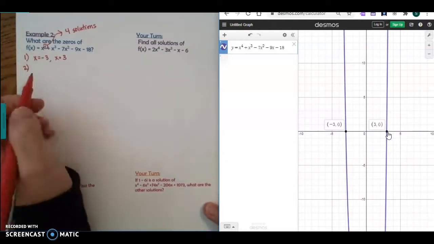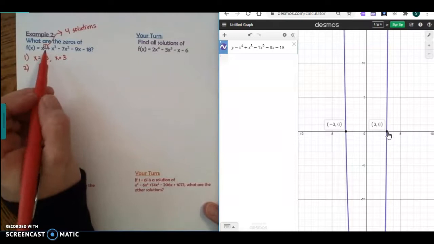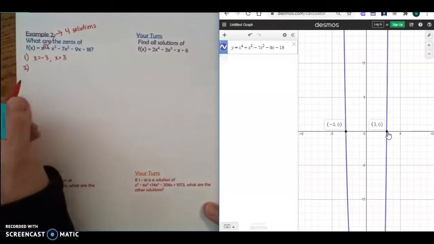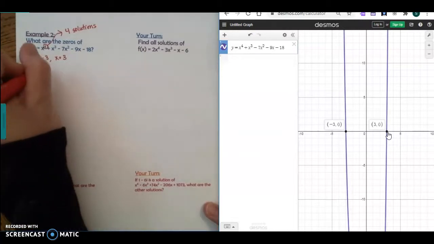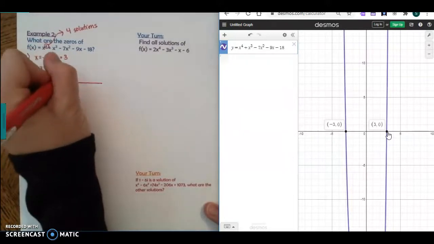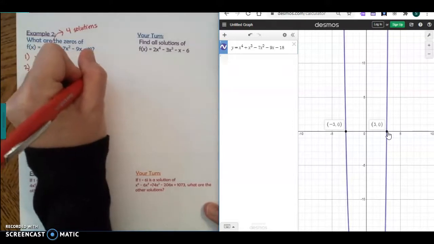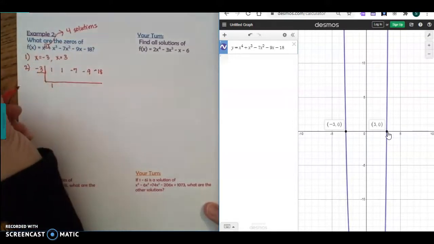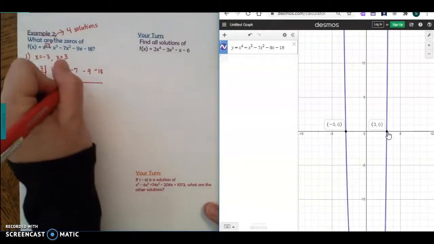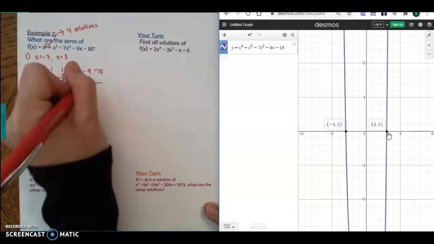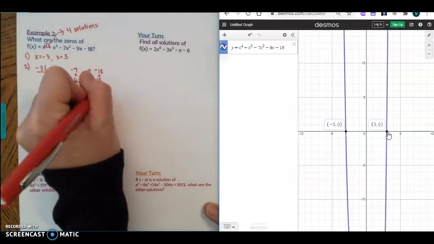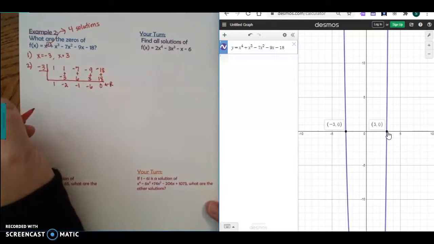Step 2 is to do synthetic division with those two real roots. Make sure you do not need a placeholder. So we have x to the 4th, 3rd, squared, 1st, constant. So you're good there. So we're going to put negative 3 in the box first. So coefficients are 1, 1, negative 7, negative 9, negative 18. 1 comes straight down, multiply, always adding down. And again, we should get 0 as a remainder.